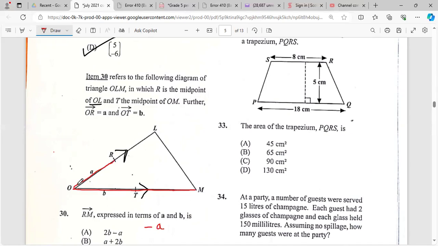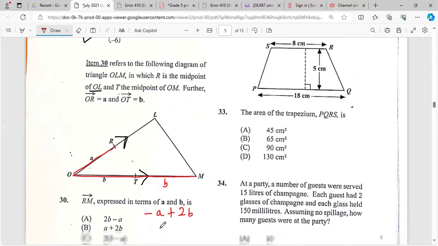So RM, so from O, if OT is the midpoint and this is B, that means this and this should be the same size. So this is also B. Are we going with the arrow? So that means it would be B plus B, which gives us 2B. You know, with vectors, they don't leave the negative hanging out there. So it will be 2B minus A. So that one would actually be A.